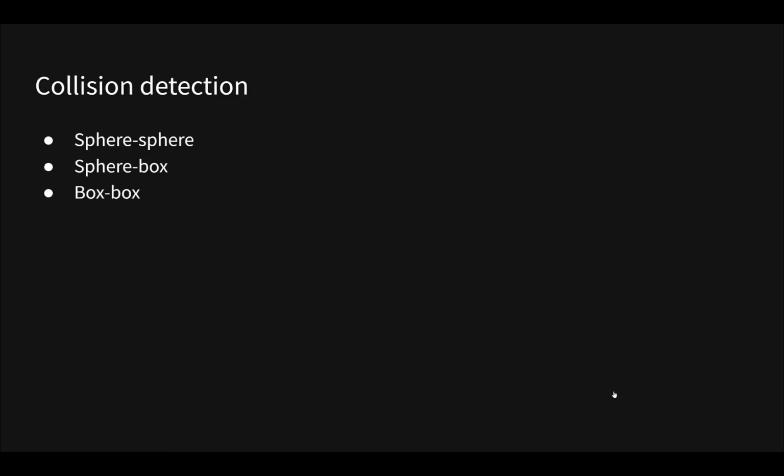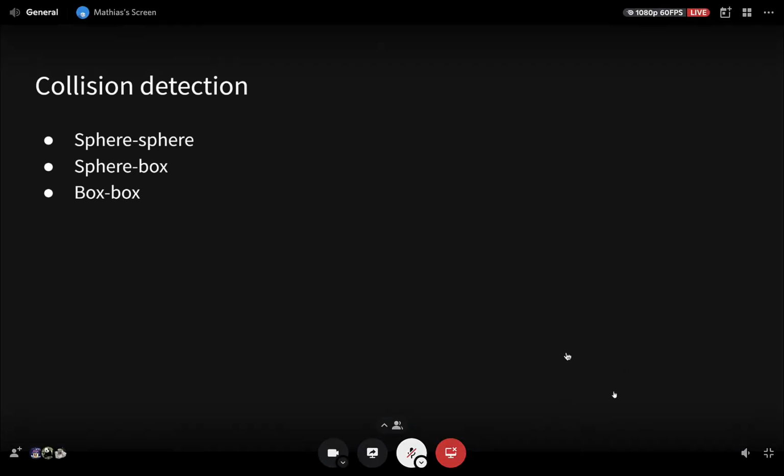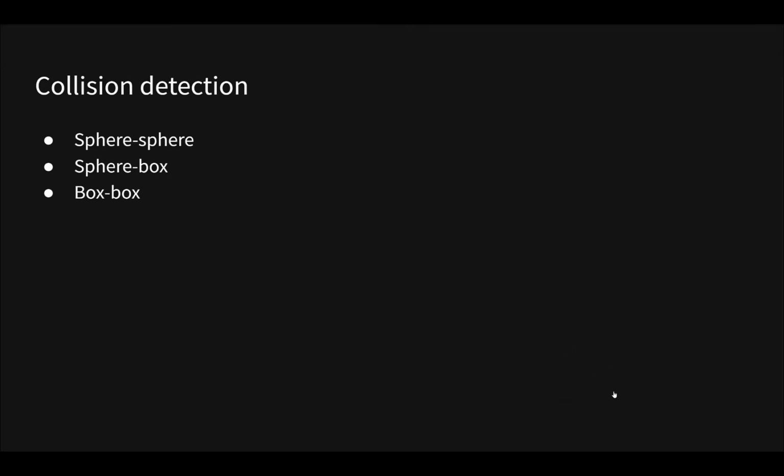All right, so I'm going to talk about collision detection next. There are many different algorithms depending on what types of shapes you're dealing with. If you have many different types of shapes, you essentially need a different collision algorithm for every combination of shapes you can think of. Here are three examples. If you have a sphere and a box, you need a total of three algorithms.